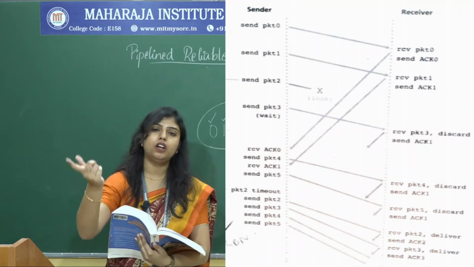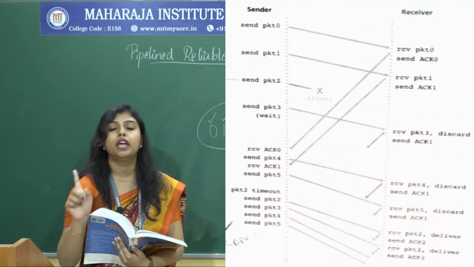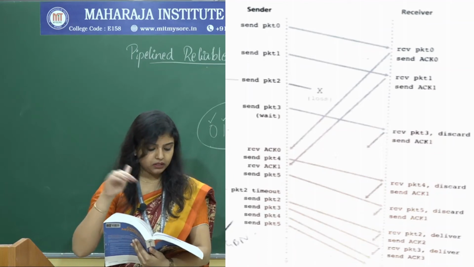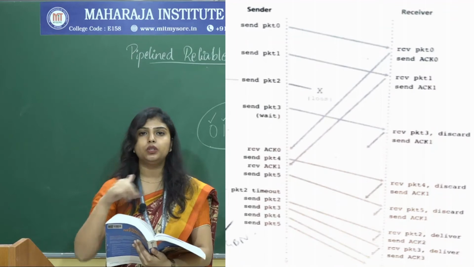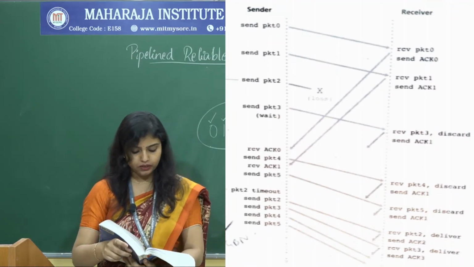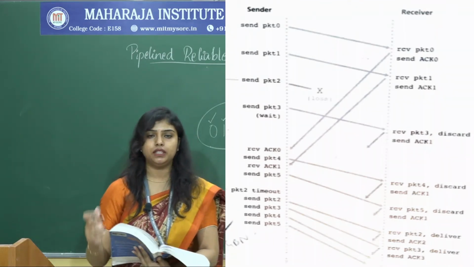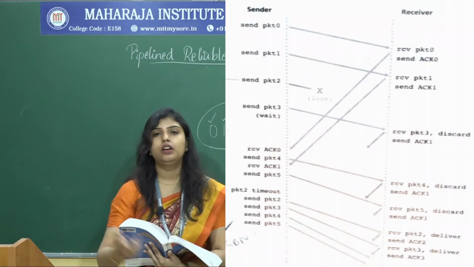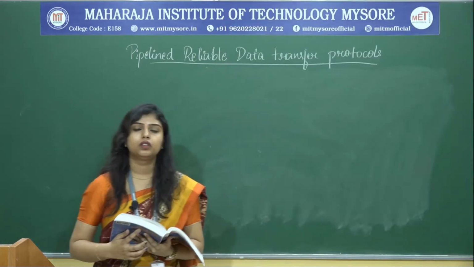Only the previous acknowledgement is sent. It is discarding packet 3 and not sending an acknowledgement for packet 3. While waiting, a packet 2 timeout has occurred. When the packet 2 timeout occurs, what will it do? It will retransmit the whole sequence to the receiver. That is what they have shown in the diagram.